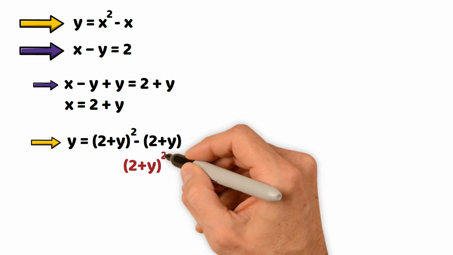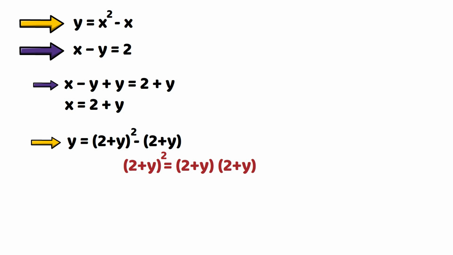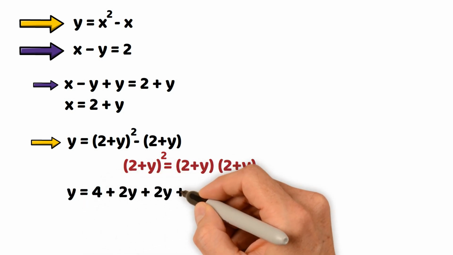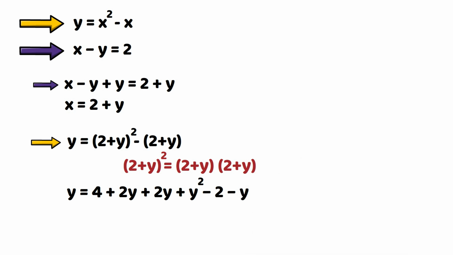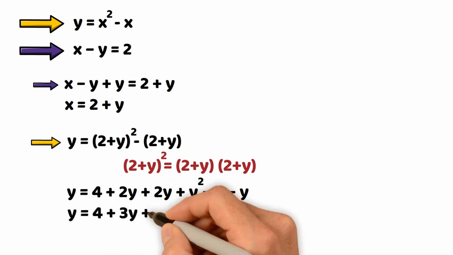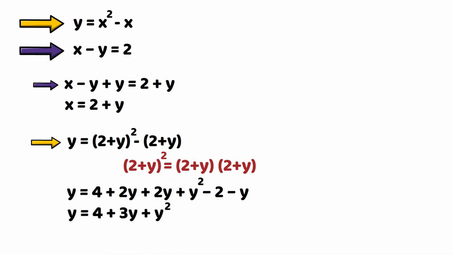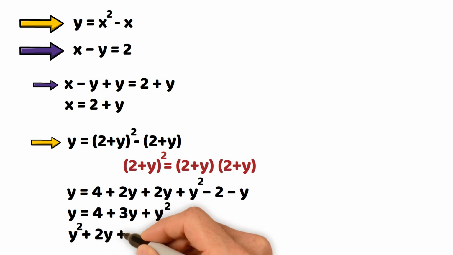Expand the right side using FOIL on (2 plus y) times (2 plus y) to get y equals 4 plus 2y plus 2y plus y squared minus 2 minus y. Eventually, the equation simplifies to y equals 4 plus 3y plus y squared. Now subtract y from both sides to bring it into standard quadratic form, and we get y squared plus 2y plus 4 equals 0. The problem is we cannot solve this equation using factoring or the quadratic formula.